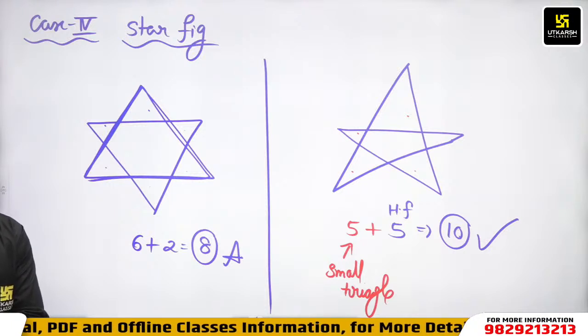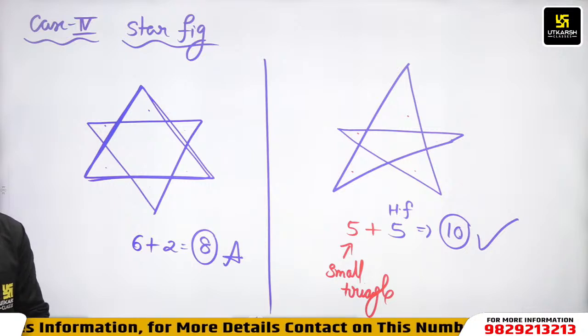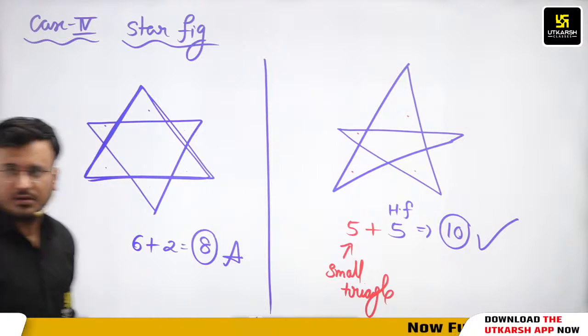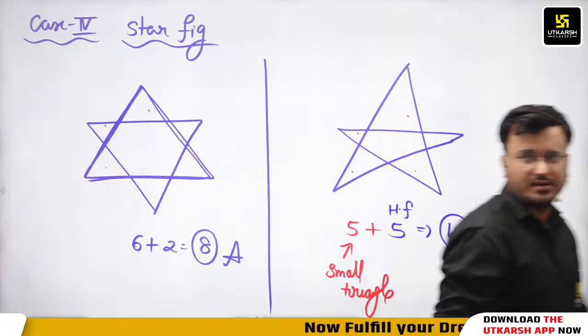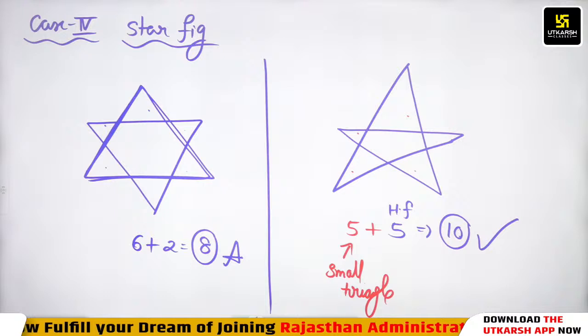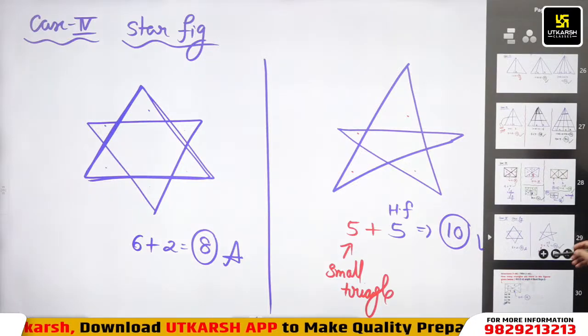How many triangles are there? Total 10 triangles are there. Got it or not? Able to understand or not? So 8 plus 10, total 18 triangles are there in the two stars.